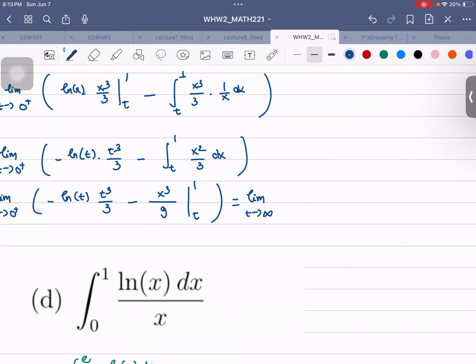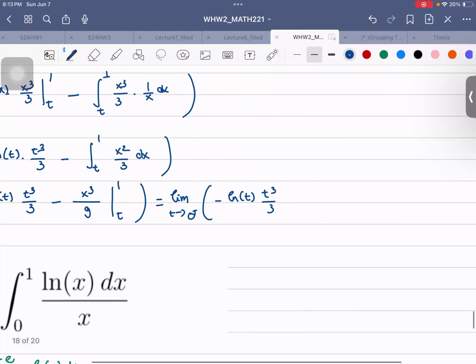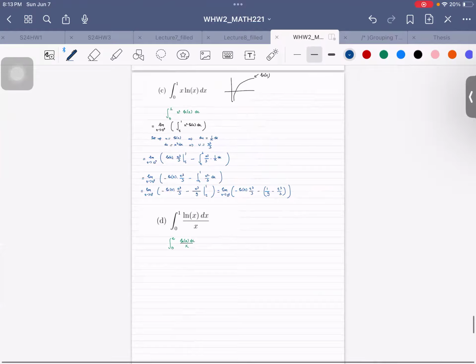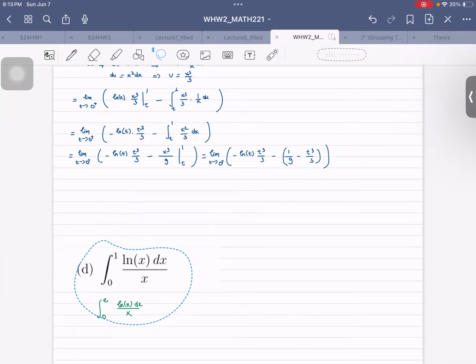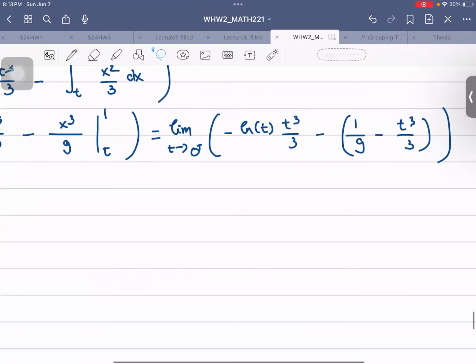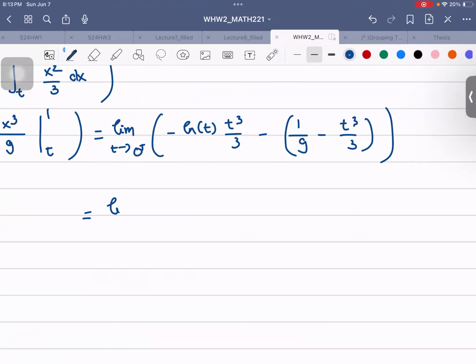As t tends to 0 from the right, ln of t times t cubed divided by 3, minus 1 over 9 minus t cubed divided by 3. So this limit is a little bit tricky, so I think you have to use L'Hopital's rule. But firstly, let's simplify what we have: the limit as t goes to 0 plus of ln of t times t cubed divided by 3 minus 1 over 9 plus t cubed over 3.